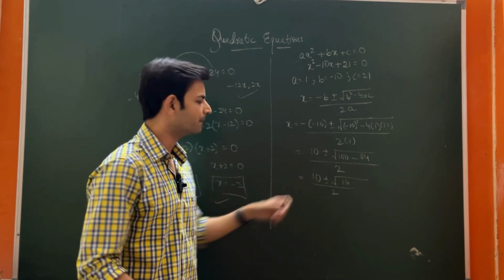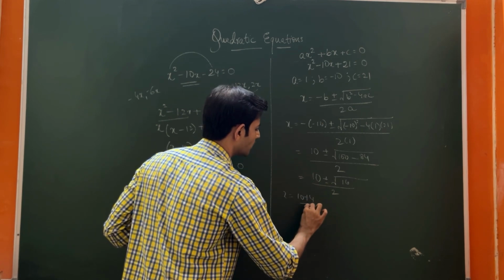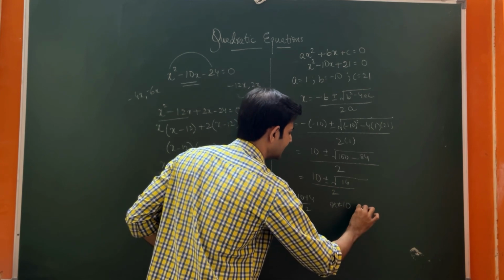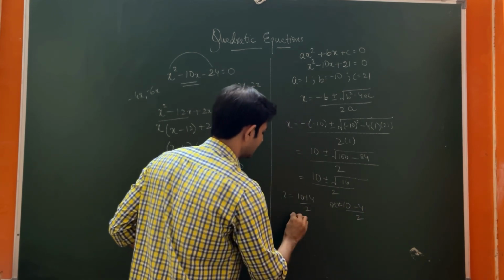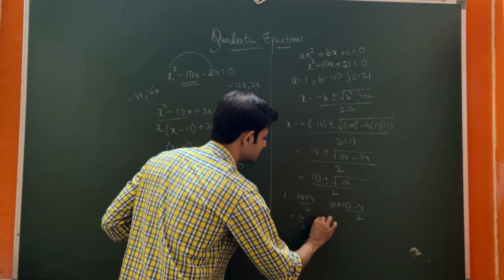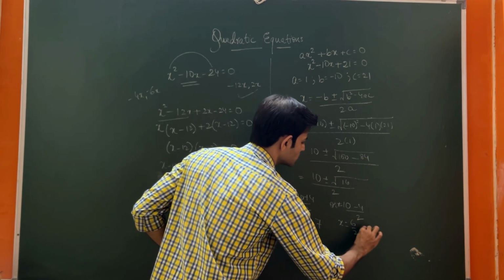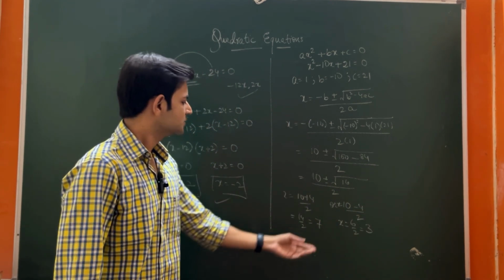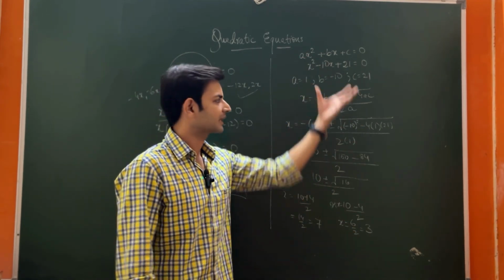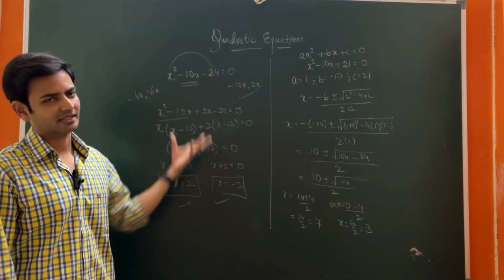So now we will take two parts, that is x is equal to 10 plus 4 upon 2, or x is equal to 10 minus 4 upon 2. In this case, this will be 14 by 2, that is equal to 7, and in this case, x will be equal to 6 upon 2, which is equal to 3. So 7 and 3 are the two values of x for this given question. This we have solved by the formula method and this we have solved by the factorization method.